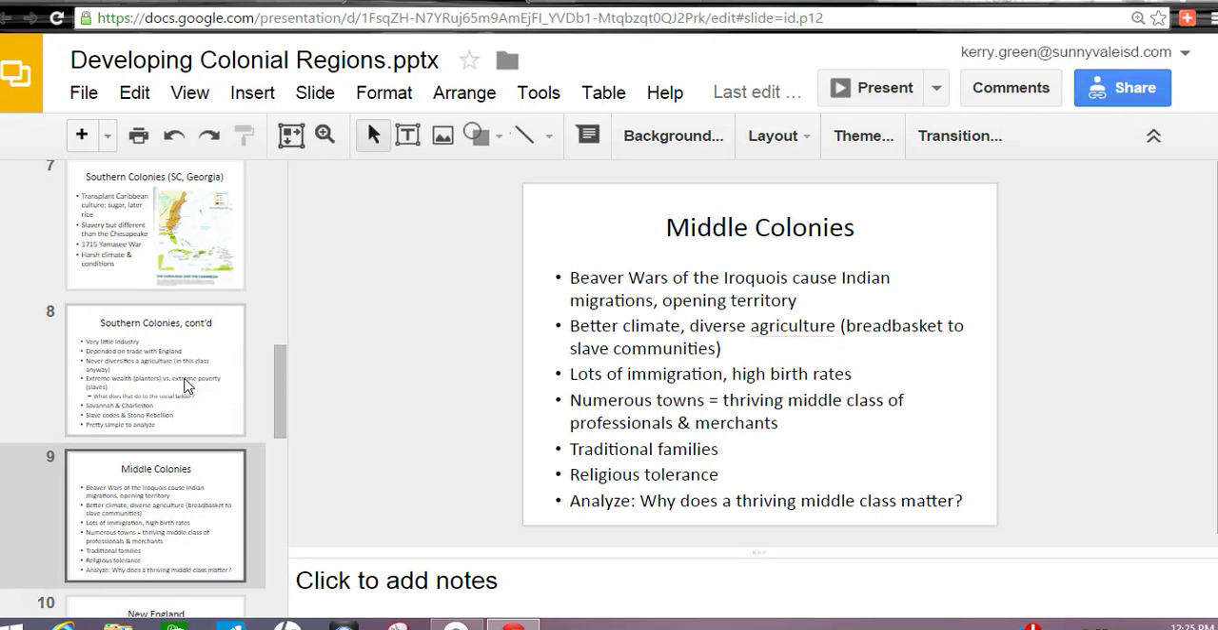Next, you're going to have the middle colonies. The middle colonies are going to be places like Pennsylvania, New Jersey, and New York. The Beaver Wars that we talked about last week are going to basically cause a number of Indian migrations. The Iroquois win that, and their domination of that region makes them the key group that the English will treaty with. But it also means that you have a lot of Indian migrations that start to leave the area.